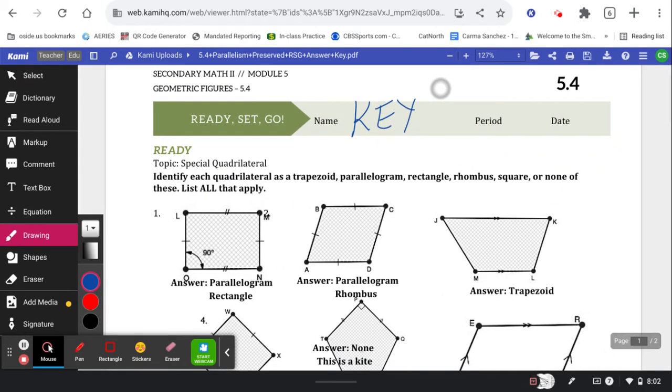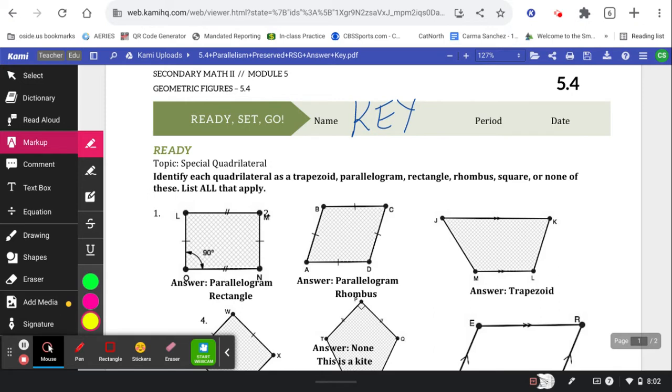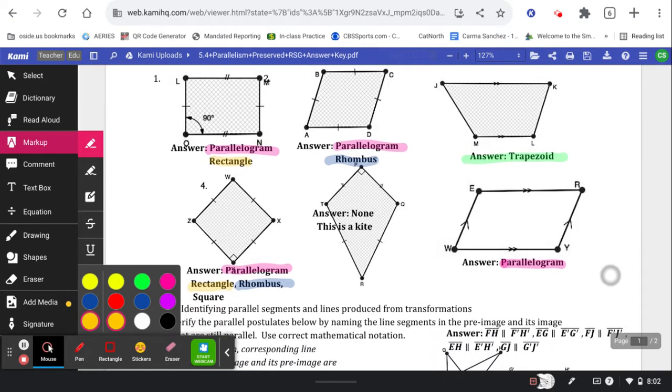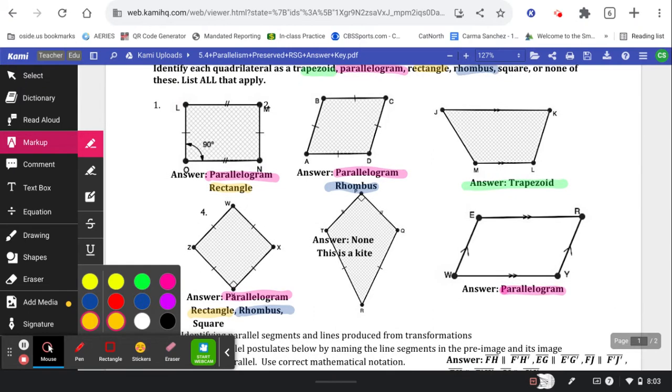So we're looking here at quadrilaterals, identifying each quadrilateral as a trapezoid. So like we had a trapezoid right here, a parallelogram. You're going to notice that some of these identify as more than one thing. A rectangle, and a rhombus, and then there's a none, there's a kite. That's not even a mathematical term. And none of these were identified as a square. Okay, so just take a quick peek at these.